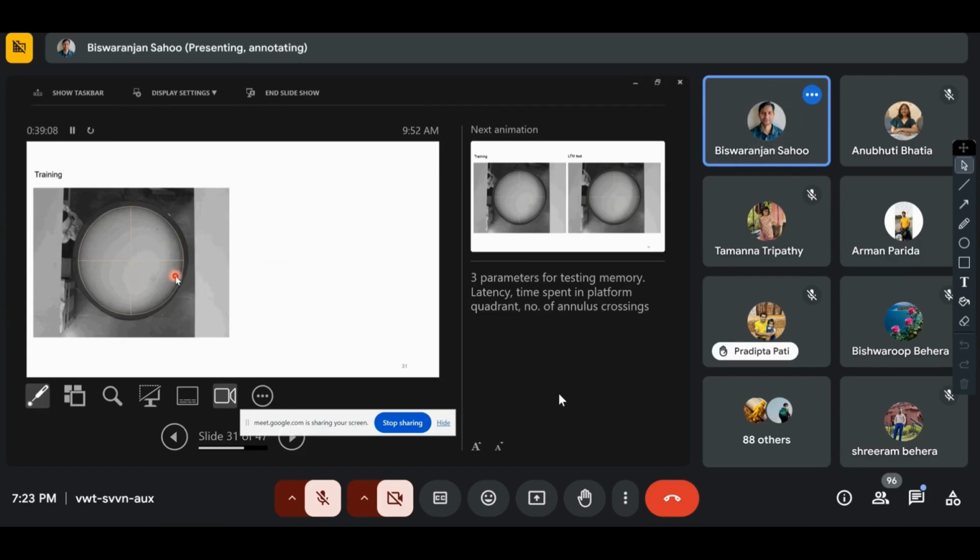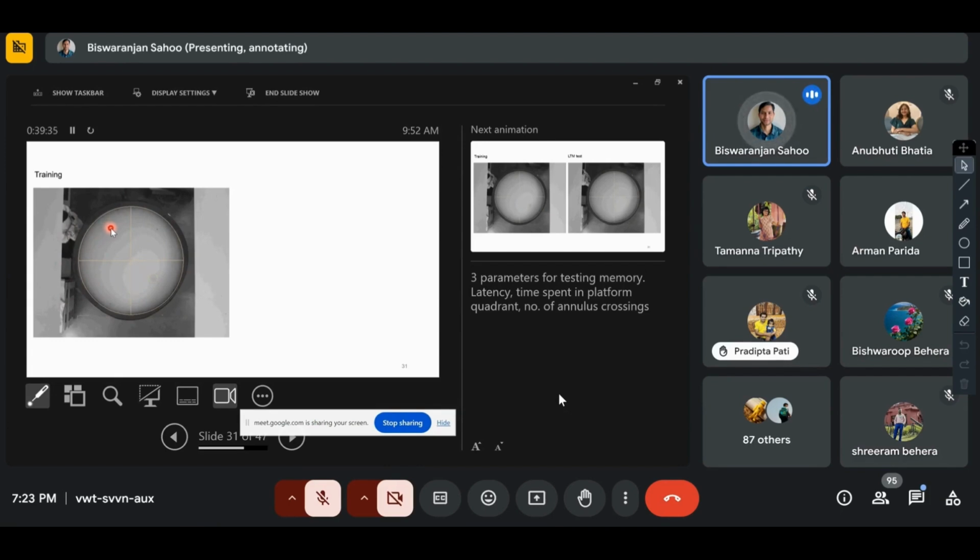So there is a very interesting task to assess memory in rats. This is called the Morris water-maze task. This is a huge tank full of water, and it is imaginarily divided into 4 quadrants. Quadrant 1, 2, 3, and 4. And the rats are trained. The rats are released here, and we check what the rats are doing.